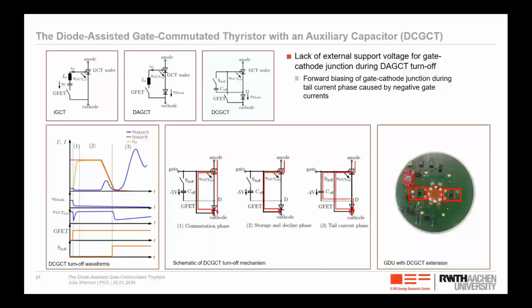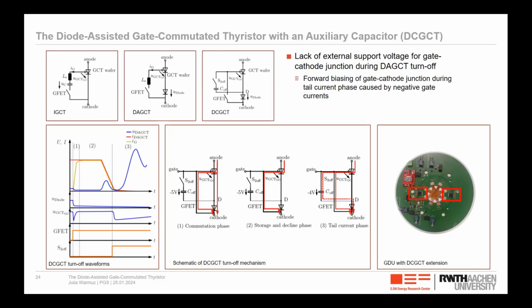In an IGCT, we have this voltage source, the capacitor, which stabilizes the gate-cathode junction. Even after turn-off, in the tail current phase, this capacitor is still charged and can therefore prevent turning on the device. So it's not possible that a negative current flows here. In a DIGCT, this diode doesn't have any effect during the tail current phase. There's no current flowing. The device is blocking. So this junction between gate and cathode is floating, and we can parasitically turn on our device.